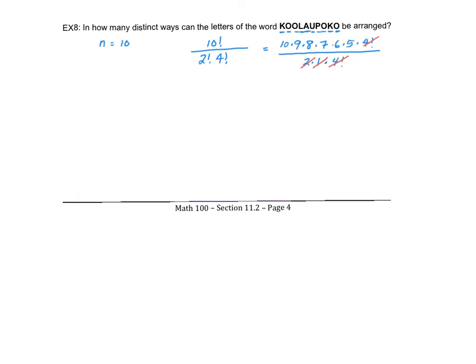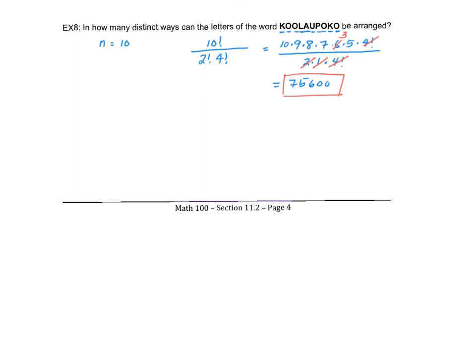Maybe I'll divide the 6 by 2. And then multiplying all this out, 10 times 9 times 8 times 7 times 3 times 5 is 75,600, I believe, in my calculator, but double check me on that.